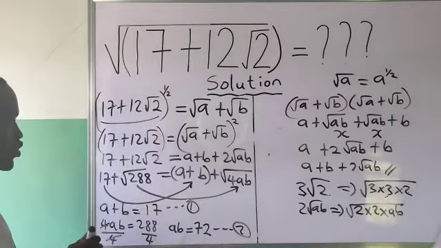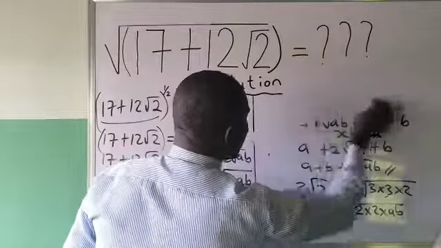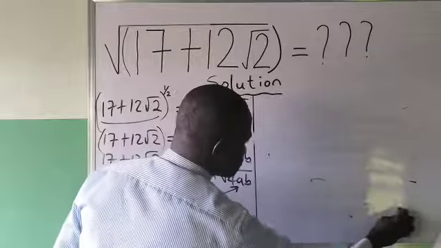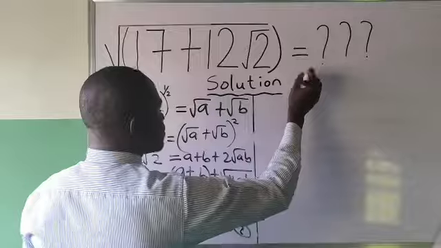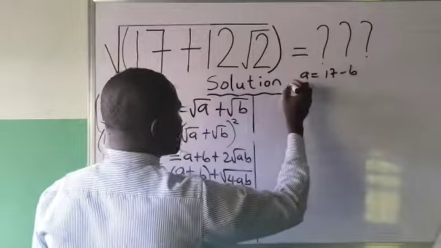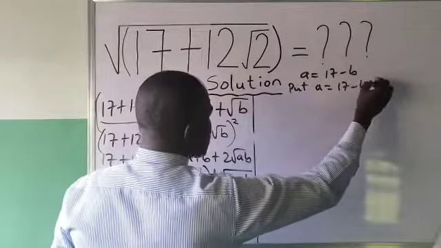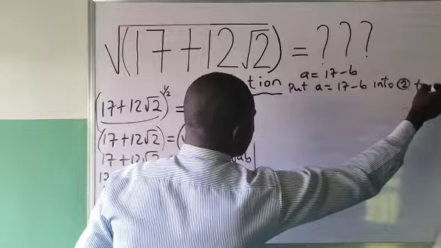That has taken us to simultaneous equations. So we make A the subject of the formula and put what we have into equation 2. So we now say A will be equal to 17 minus B. Put A equal to 17 minus B into equation 2 to get B.